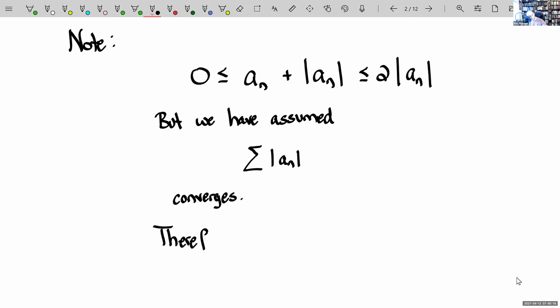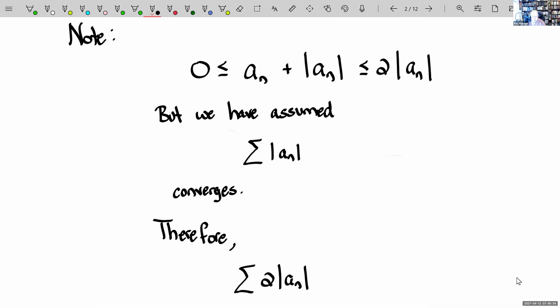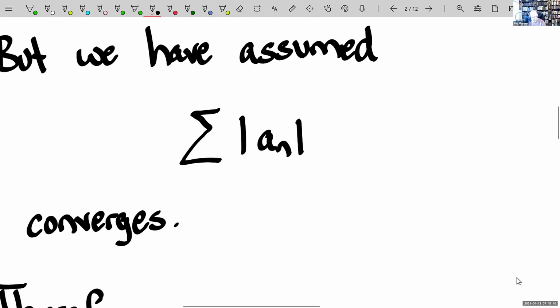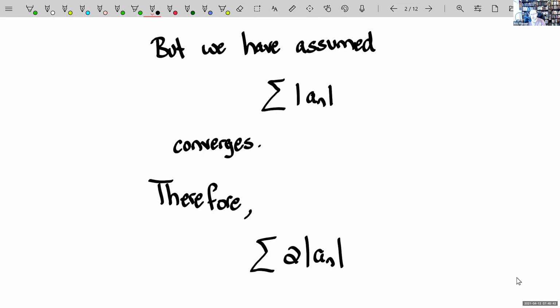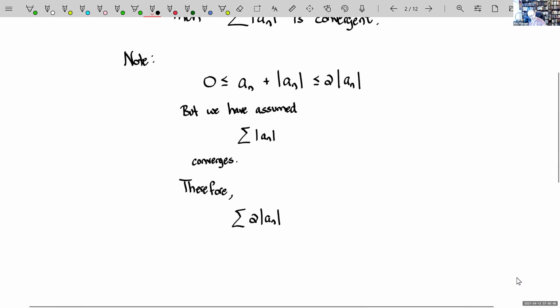Therefore, the summation, I'll write it this way, of twice the absolute value. Well, that's just twice a constant, right? If I tell you the summation of the absolute value of the terms converges, it converges to some finite number. Well, then the summation of twice the absolute value is just twice that finite number. And so that will also converge.